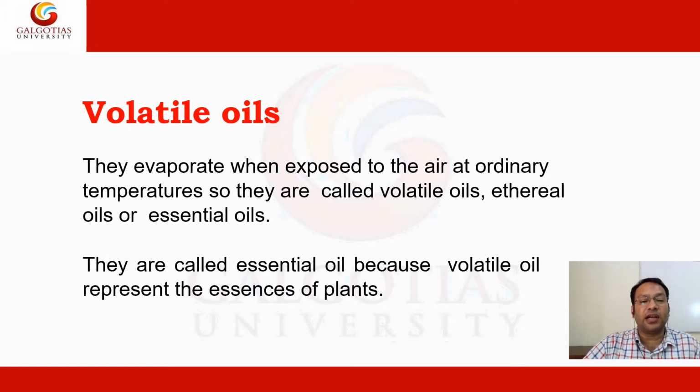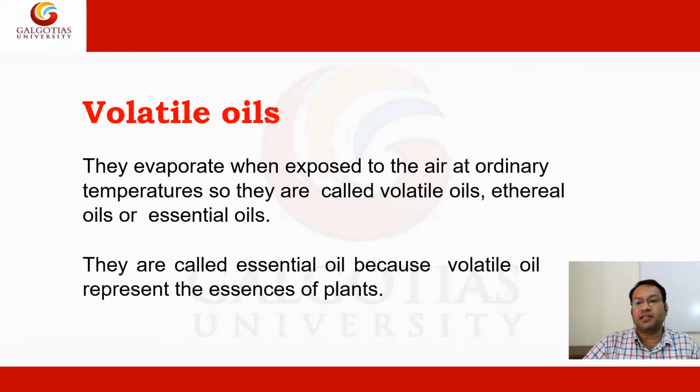As the name indicates, volatile, they evaporate when exposed to the air at ordinary room temperature. So they are called volatile. They are also called ethereal oil, essential oil also. They are called essential oil because volatile oil represents the essence of plants. Most of the volatile oil have essence. They have aromatic property. They have aroma. Basically, they contain isoprene unit C5H8. Okay, so there are different types of terpenes.